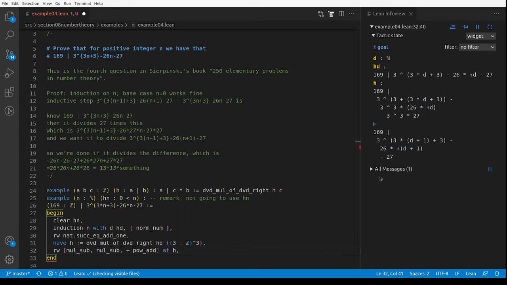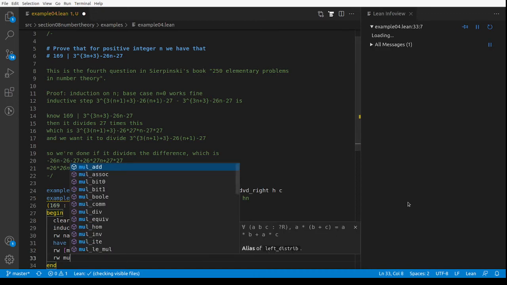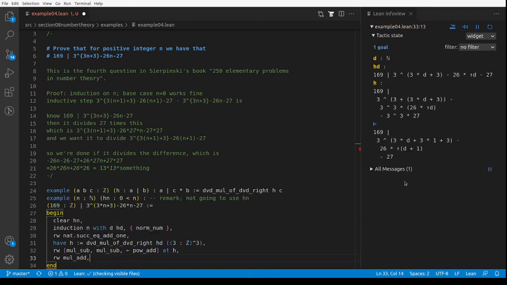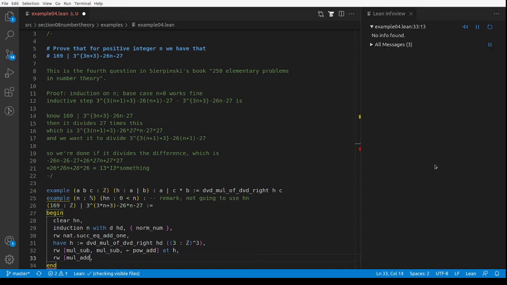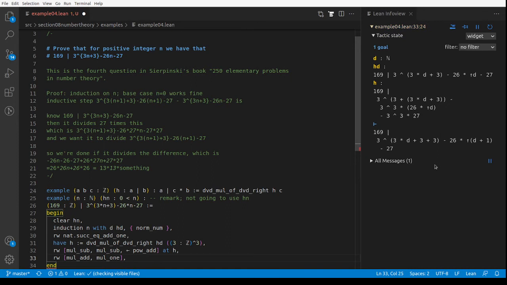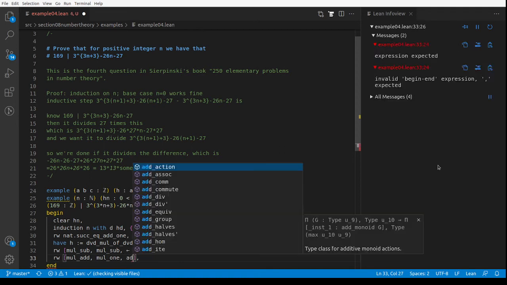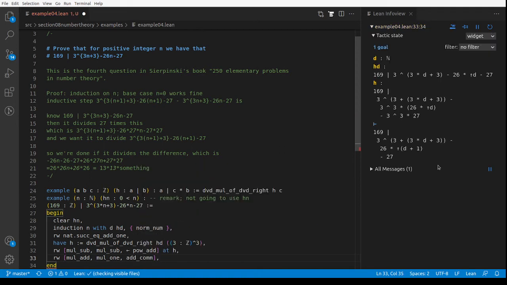Well, this is very close, right? Do I want to keep working on this? I suppose I could just rewrite mul_add at the goal, couldn't I? And now I've got 3 times d. Oh, come on. And then rewrite mul_one. Let's get rid of this. And then add_comm, I guess. How are we doing? Right, they're great, they're the same. Super.